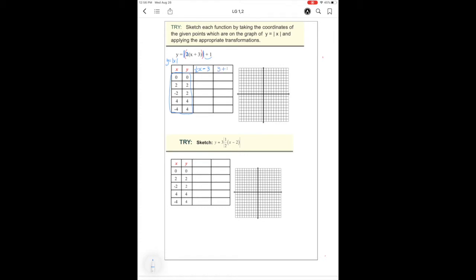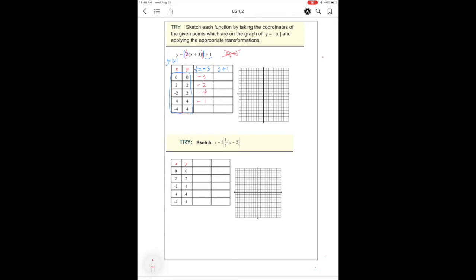If there's an error in this question, some people will put 2y plus 1. They think this 2 is affecting the y, so don't do that. It's inside the bracket. Now it's time to plug and chug. So 0 goes into there. That's minus 3. 2 goes into there. That's 1. Negative 2 goes in there. That's negative 1. 4 goes in there. That's 2.